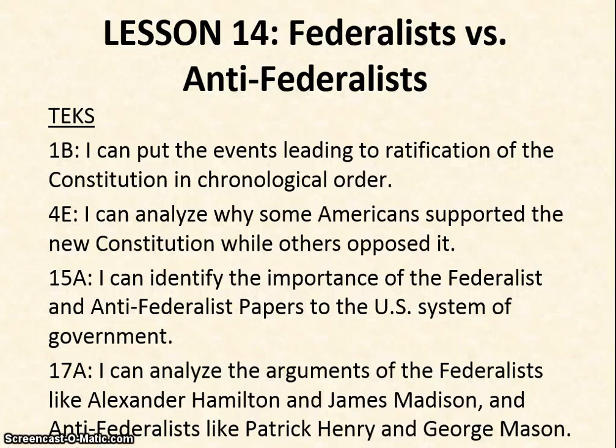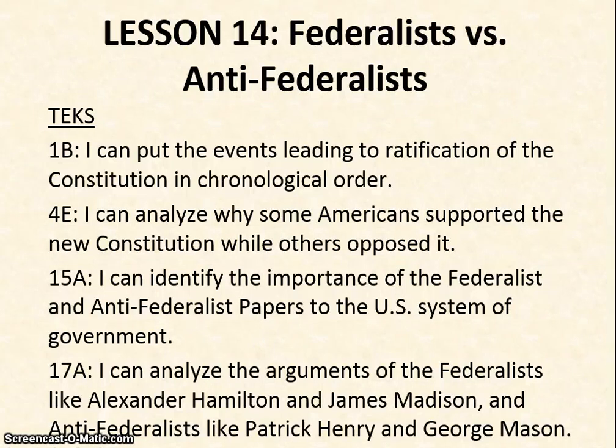Here we are with Lesson 14, entitled Federalist versus Anti-Federalists. Our objectives are that we can put the events described here leading to the ratification of the Constitution in chronological order, that we can analyze why some Americans supported the new Constitution while others opposed it, that we can identify the importance of the Federalist and Anti-Federalist Papers to the U.S. system of government, and that we can analyze the arguments of Federalists such as Alexander Hamilton and James Madison, and Anti-Federalists like Patrick Henry and George Mason.